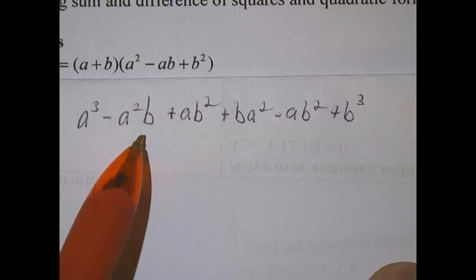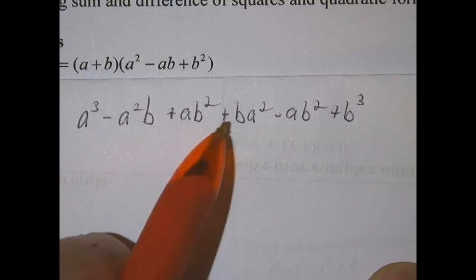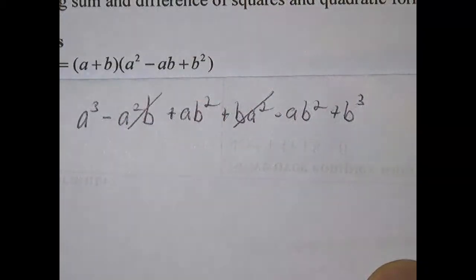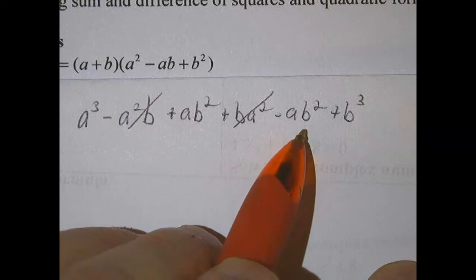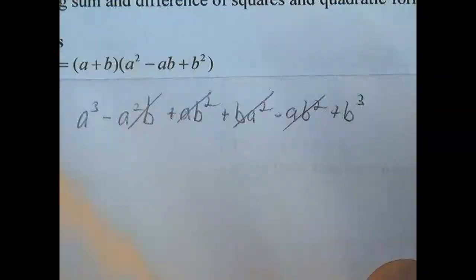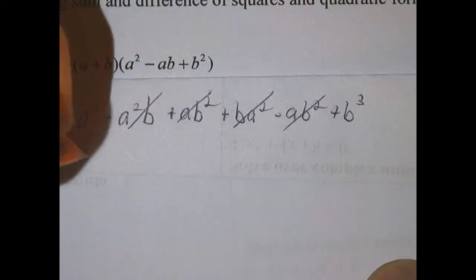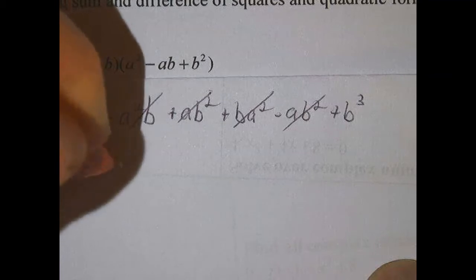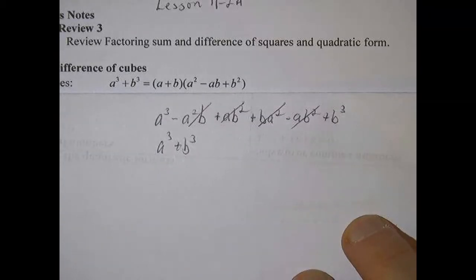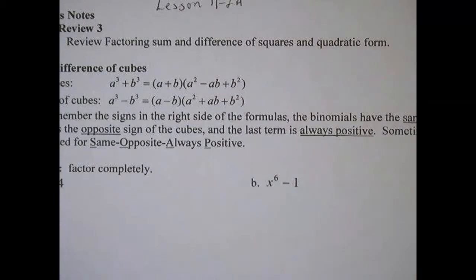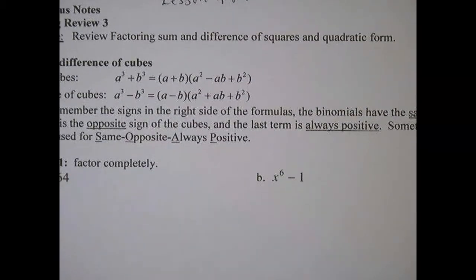You have a negative a squared b there and a positive a squared b there, so they cancel. You have an ab squared there and a negative ab squared there, so they cancel. So all we have left is a cubed plus b cubed. So the formula works. Okay, and so does the other one. I encourage you to test that one out as well.